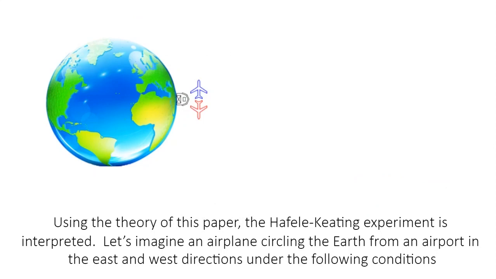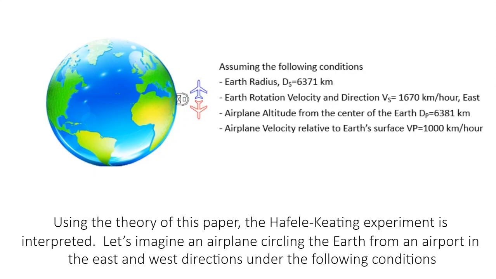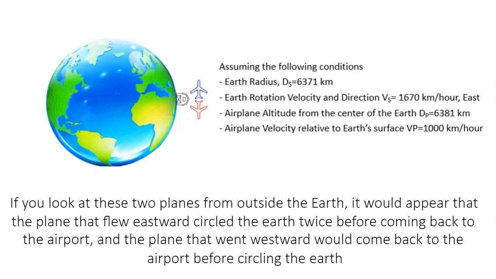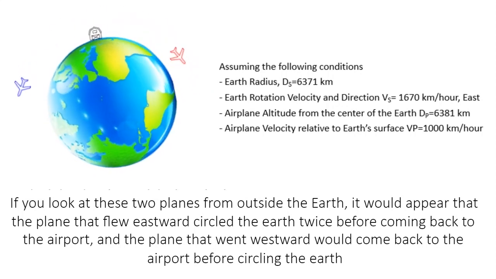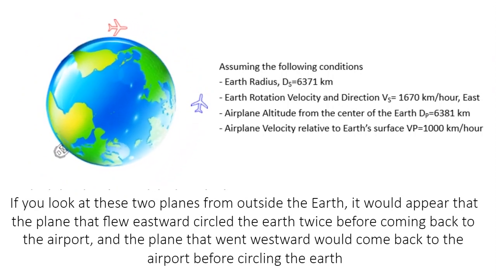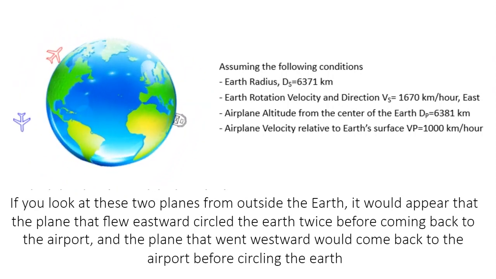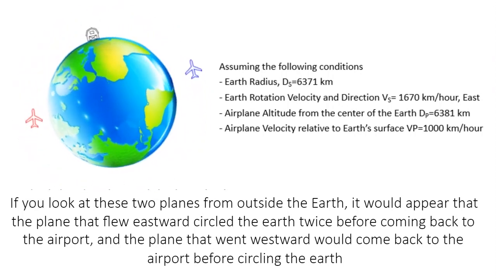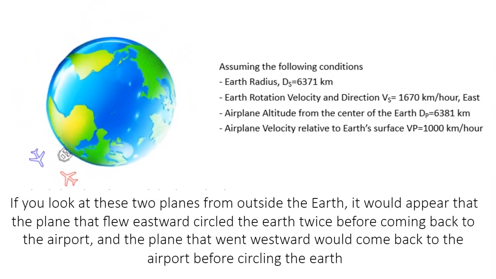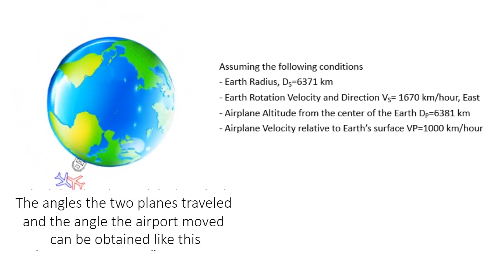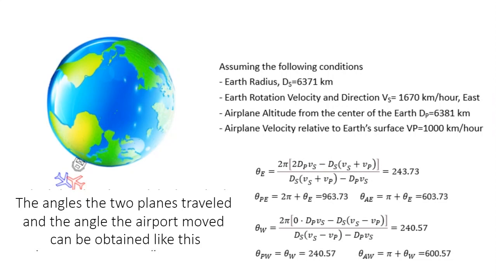Using the theory of this paper, the Hafele-Keating experiment is interpreted. Let's imagine an airplane circling the Earth from an airport in the east and west directions under the following conditions. If you look at these two planes from outside the Earth, it would appear that the plane that flew eastward circled the Earth twice before coming back to the airport, and the plane that went westward would come back to the airport before circling the Earth. The angles the two planes traveled, and the angle the airport moved can be obtained like this.